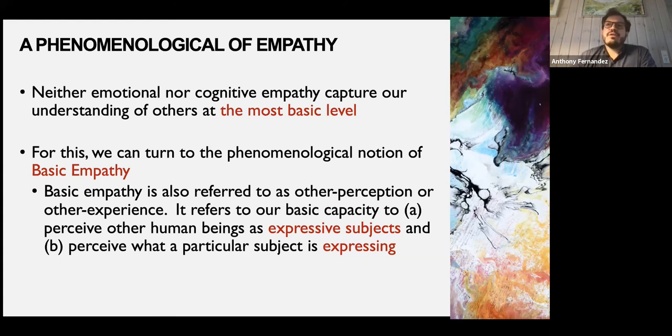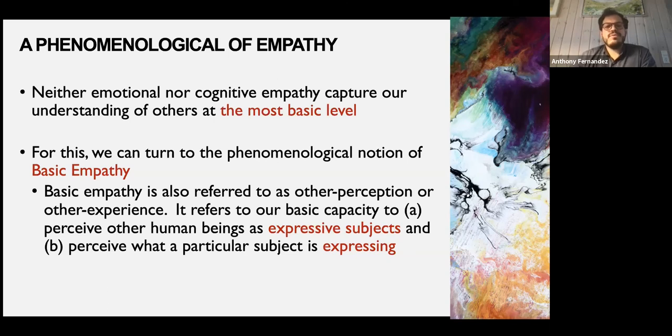So phenomenologists often use the term basic empathy as a synonym for other perception. It's just the basic ability to perceive another human being as an other, that is, as a subject rather than as an object. So when you shrug, or when you clench your fist, or when you raise your voice, I can't help but perceive all of those things as meaningful, as expressing something about your desires or your intentions or your emotions. And that's just the natural way in which we experience other people.